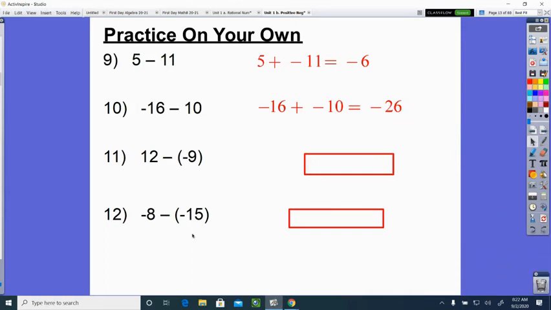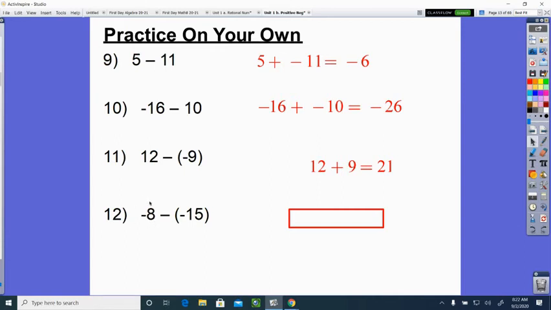Here's the weird one, right? These are the two tough ones. When you have minus and negative, that's going to become a plus. Or the way to look at it is same, change, change. So the 12 stays the same. The minus changes to a plus. The negative 9 changes to a positive 9. And we know how to do that one. Just add them and keep them positive.